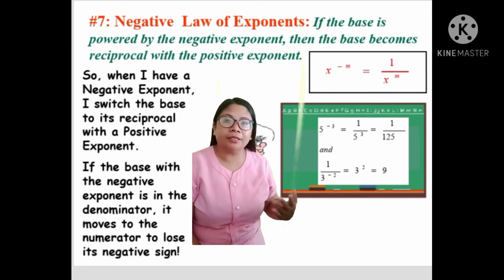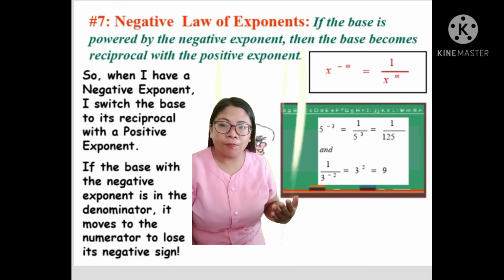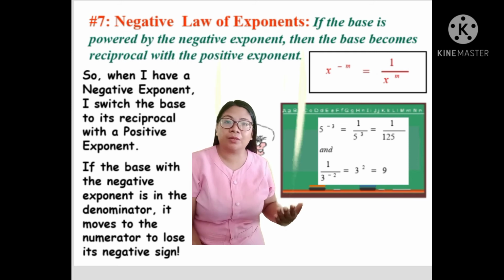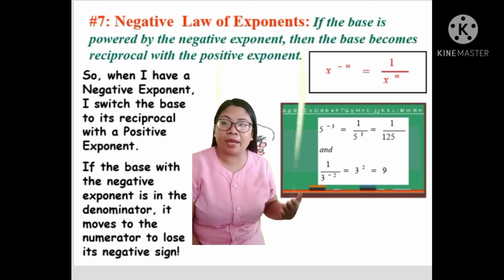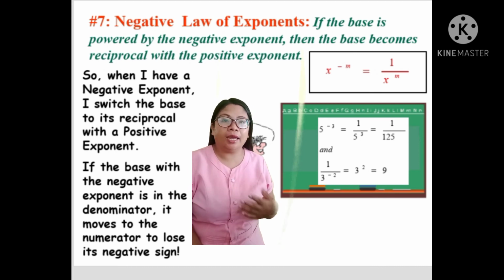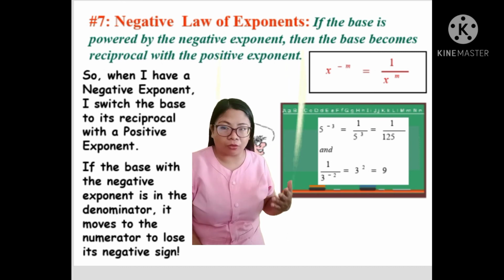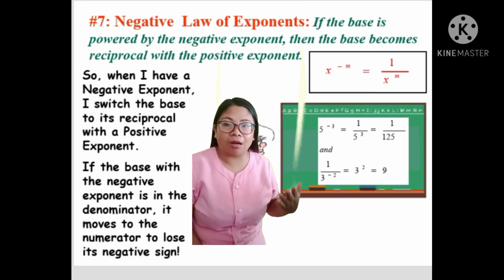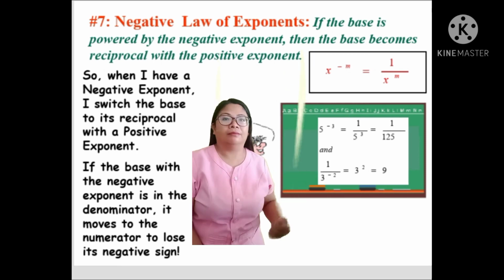Another example, we have 1 over 3 raised to negative 2. This is also equal to 3 raised to 2, or 3 times 3, which is equal to 9. So, when I have a negative exponent, I switch the base to its reciprocal with the positive exponent. And if the base with the negative exponent is in the denominator, it moves to the numerator to lose its negative sign, like example number 2.